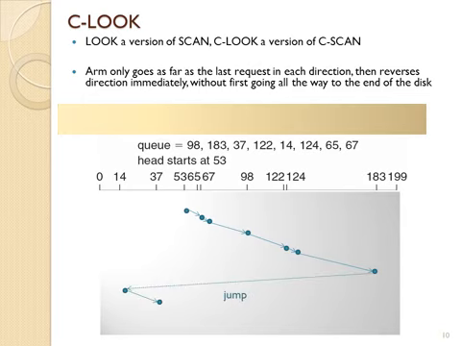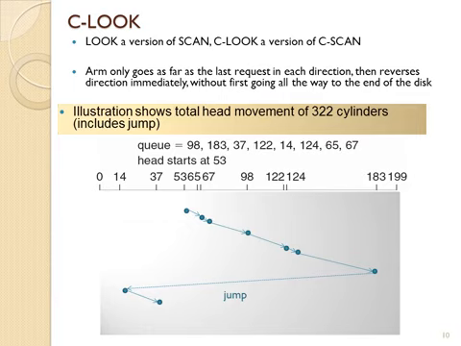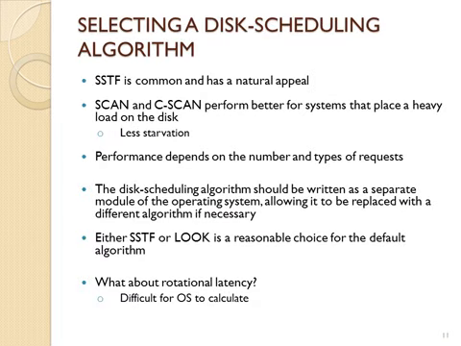It will only go to the furthest pending request, so it has a little more overhead, but you must also include the jump. So keep in mind, if you're using C-look or C-scan, it only services from the outside to the inside, and if you're using look or scan, you need to know which direction it's heading because it services in both directions. So how do you select an algorithm?